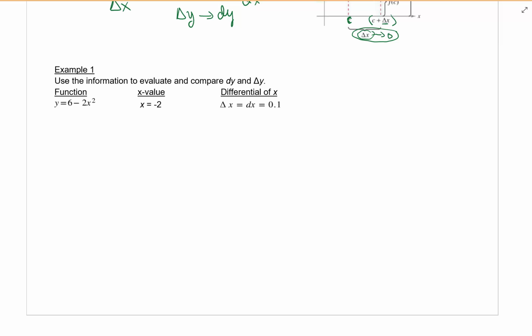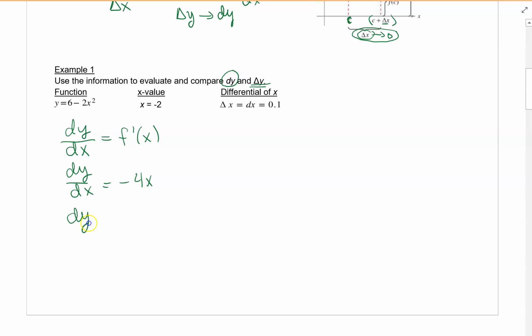So let's just take a look at this comparison one more time with an actual example. So we're going to find the values of dy, the differential of y, and delta y, the actual difference between two y values. So I have this function here. This would be my f of x. To find dy, I always start this way. I always start by just finding the derivative of y with respect to x. I just start by finding my f prime. So my derivative of y with respect to x, I'm just going to use the constant rule and the power rule, would be negative 4x.